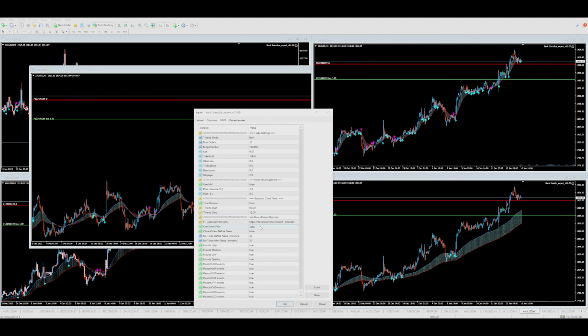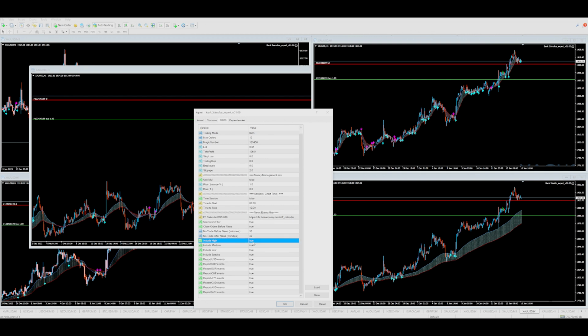Now, for the news filter for the hardcore traders, you could put this on, and you could put close orders before news. You could put this to true, and you can set the time. I want no trades before news, 30 minutes. No trades after news, 30 minutes. Of course, you can put your own time in there. And then you could put high impact news. I would definitely recommend do not put true to medium and low impact news, because there's a lot of that, and that will just have you not taking any trades on the robot, okay? Include speaks. Of course, speaks are important when presidents speak. And then you got your major pairs at the bottom.